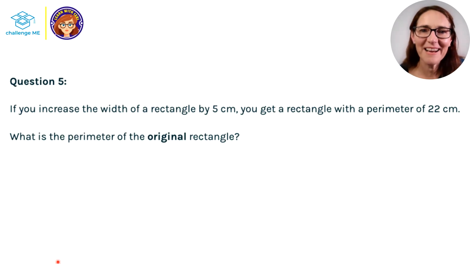Let's have a look at question 5. If you increase the width of a rectangle by 5, you get a rectangle with a perimeter of 22 centimetres. What is the perimeter of the original rectangle?